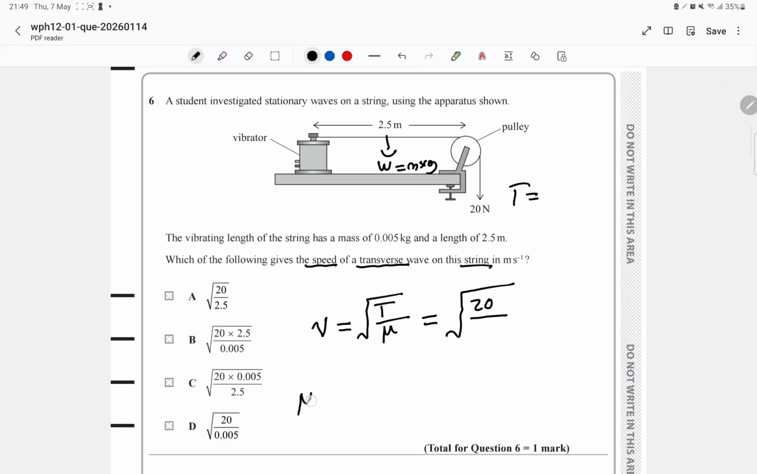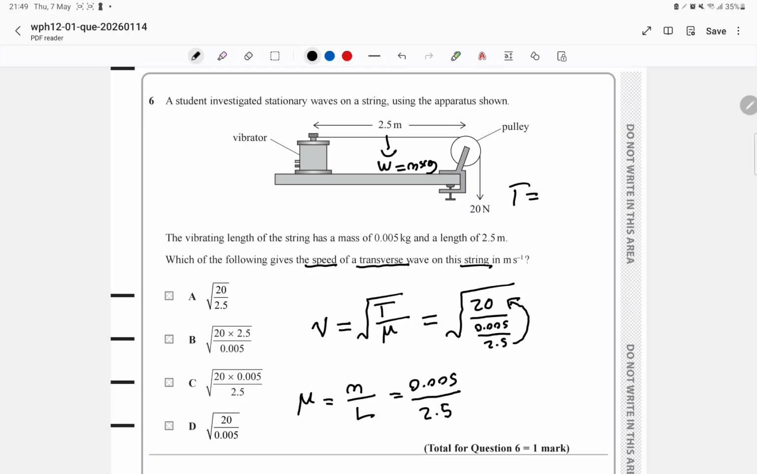Well, mass per unit length, as the name suggests, is the mass per length, right? Mass over length, and this will be 0.005 over 2.5. Okay, that's the mass over length. So let's substitute that in. So 0.005 over 2.5. And what you could do now is you could take this to the top.